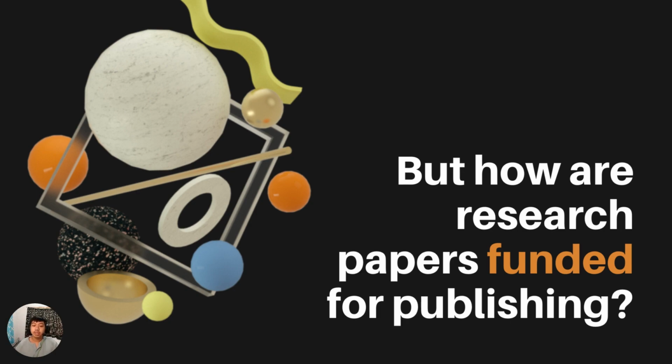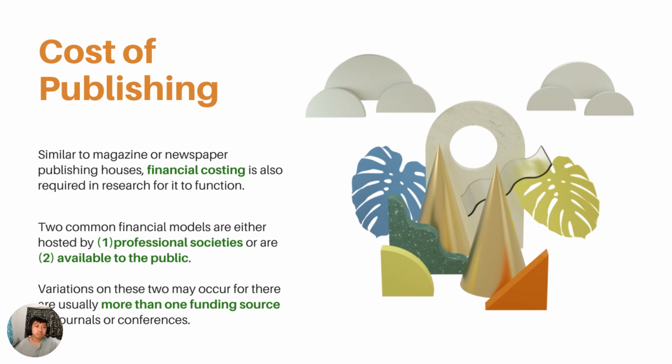But how are research papers funded for publishing? So this is the main topic of my report, cost of publishing. It's similar to magazine and newspaper publishing houses. Financial costing is also required in research for it to function. There are two common financial models, either hosted by professional societies or available to the public. So variations of these two may occur, for there are usually more than one funding source for journals or conferences.